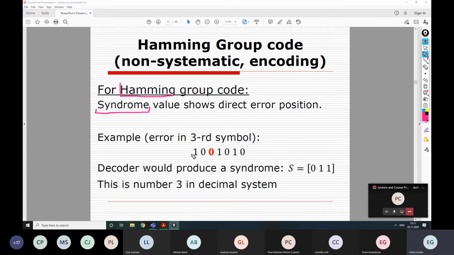For example, if we have received the code word of 7 bits and we found our error is here in the third symbol, then the syndrome would be equal to 3 in binary form. So this is 3 in binary form, yes. And this way it works for Hamming group codes. For example, for error in symbol 7, the syndrome would have been 3 ones, 7. For error in the first symbol, it would be 1, and so on. The idea is quite simple, straightforward, and it also makes an efficient coding.